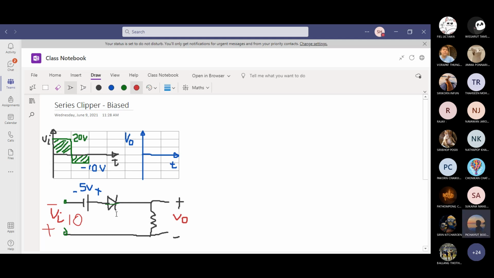This one is off. Off. Yes, off. How do you say? How do you determine that it is off? At this point, I'm drawing a red arrow. At this point, what is the voltage that the diode is getting at this point?